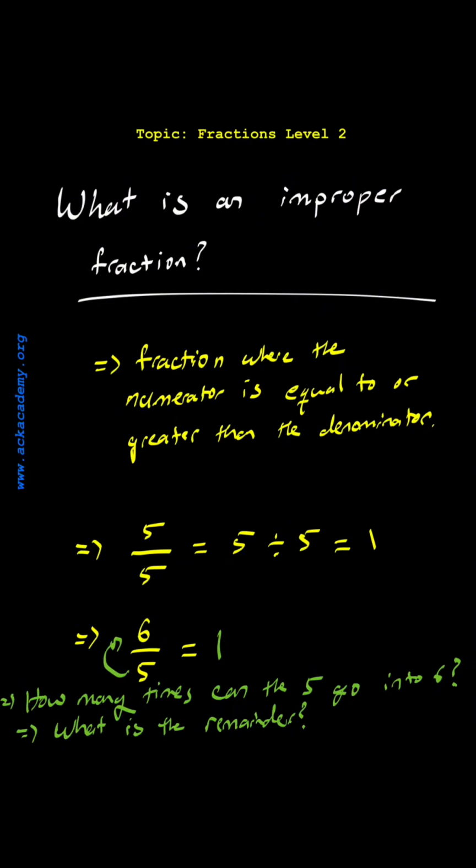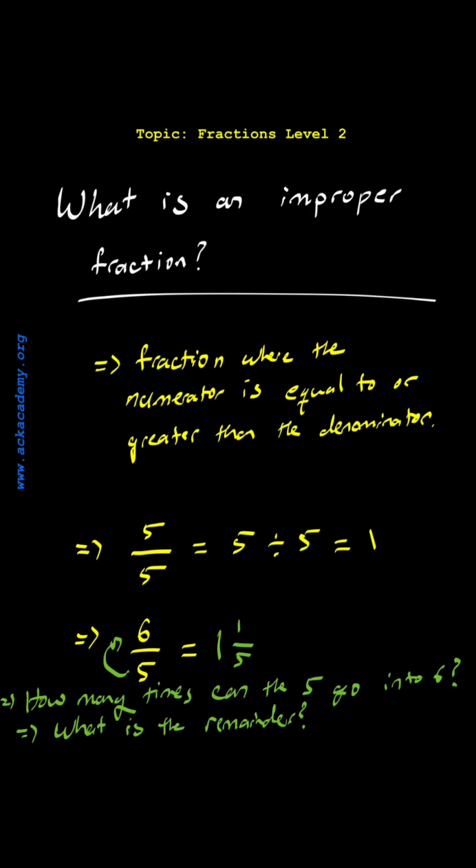And what do you have to add to get to 6? 5 times 1 is 5, plus what gives you 6? Plus 1. And that goes up there. And then you just carry over the denominator. Okay, and that is what the improper fraction looks like.